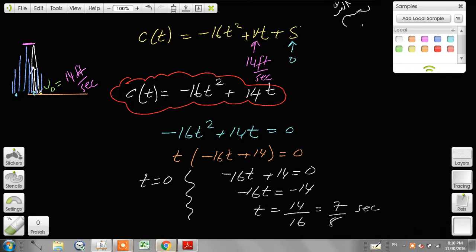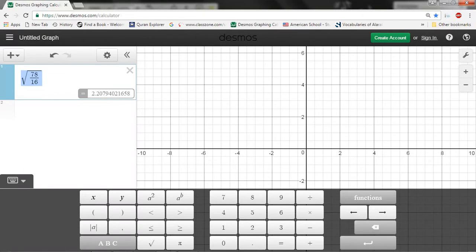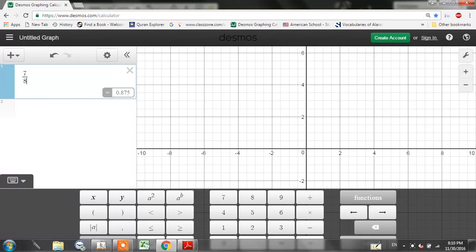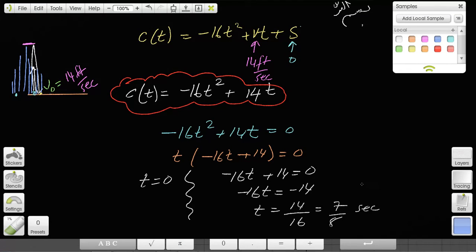If you really want to know what 7/8 of a second is, I can tell you that too. 7 divided by 8 is 0.875 seconds. That's how long the cat is going to be in the air. 0.875 of a second in the air.